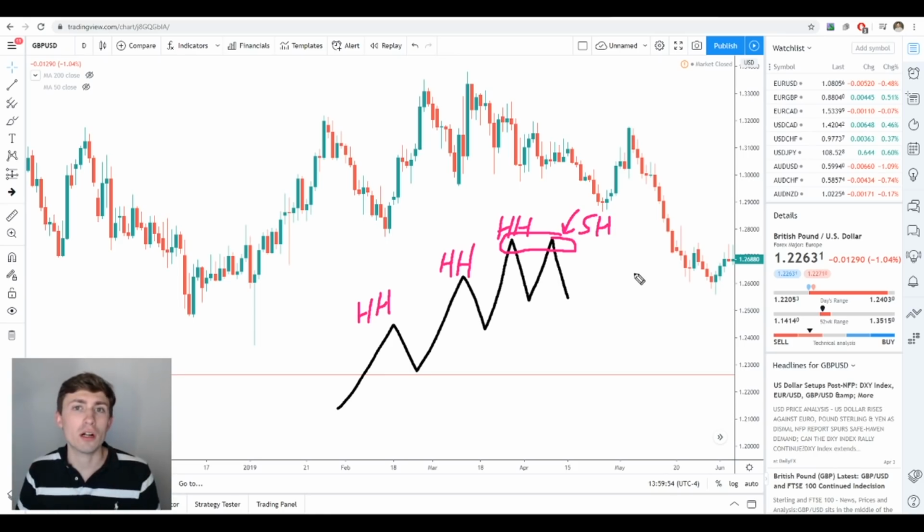This is what we call a double top pattern. And today I'm going to talk about not only how to spot these, which is relatively easy even for a beginner, but also how I like to trade this concept and how you can really catch some beautiful reversals off of this concept alone.